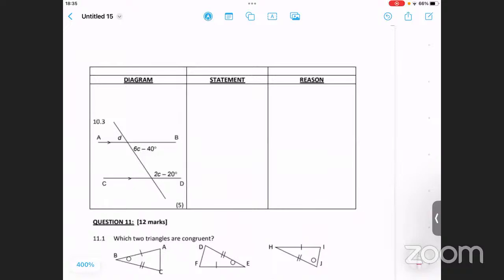Okay, no problem. And let's look at diagram 10.3. We have two lines AB and CD, and the one that bisects those two. Now we have D and 6C minus 40 degrees. We also have 2C minus 20 degrees. So what's going to be our statement and what's going to be the reason?